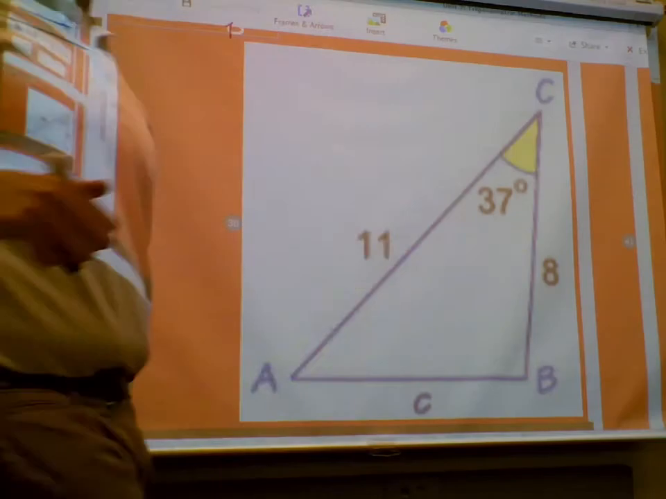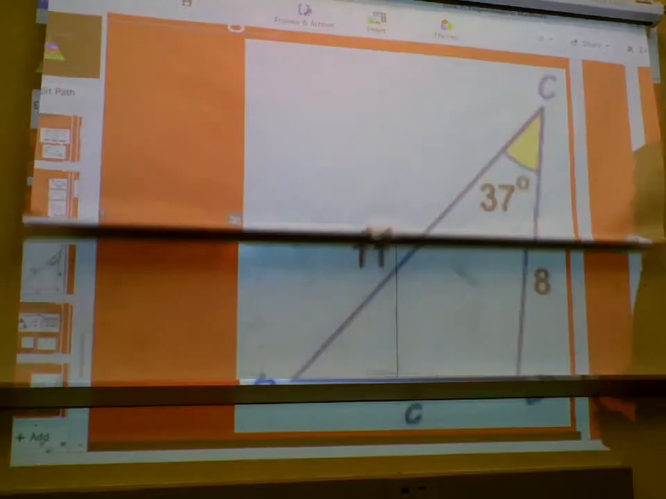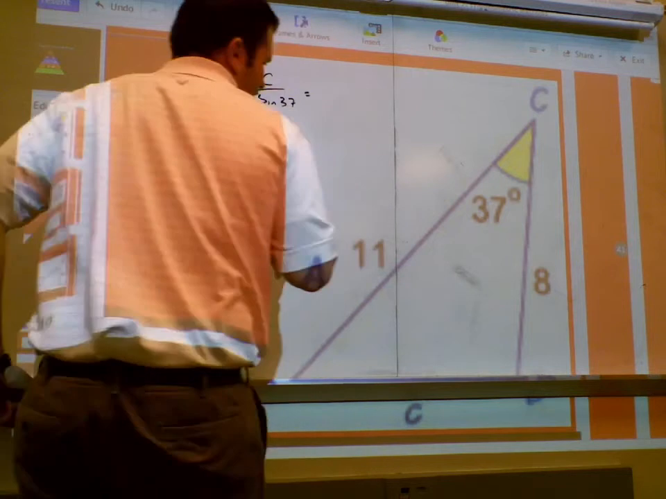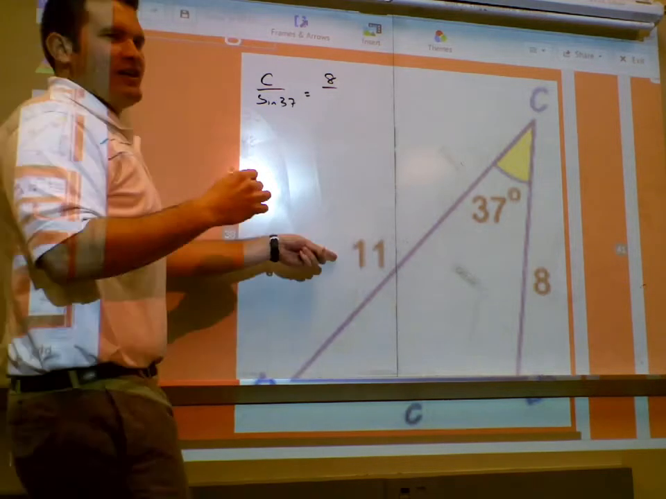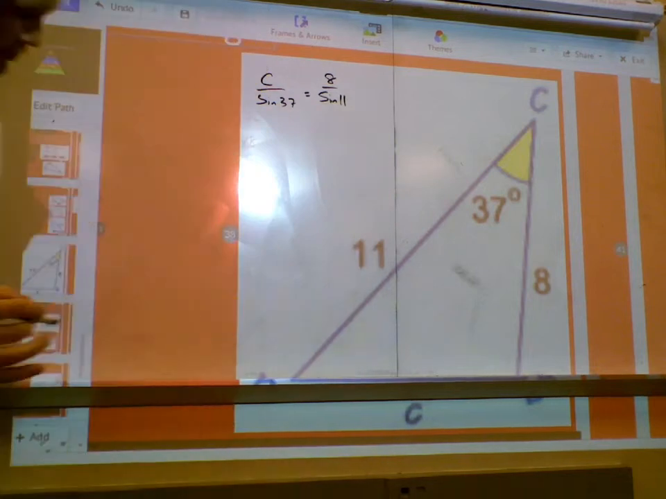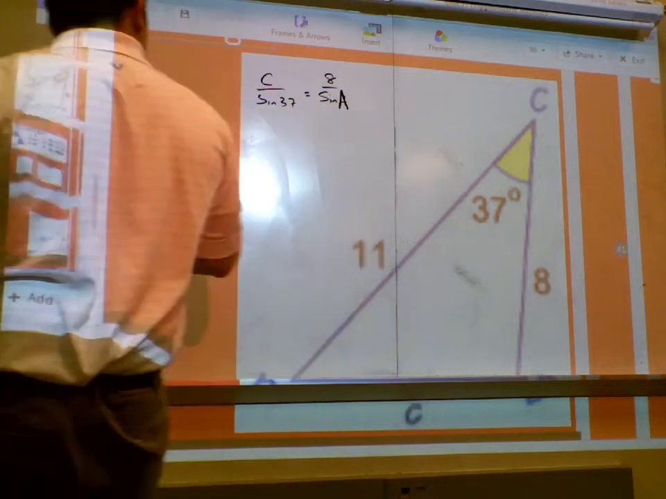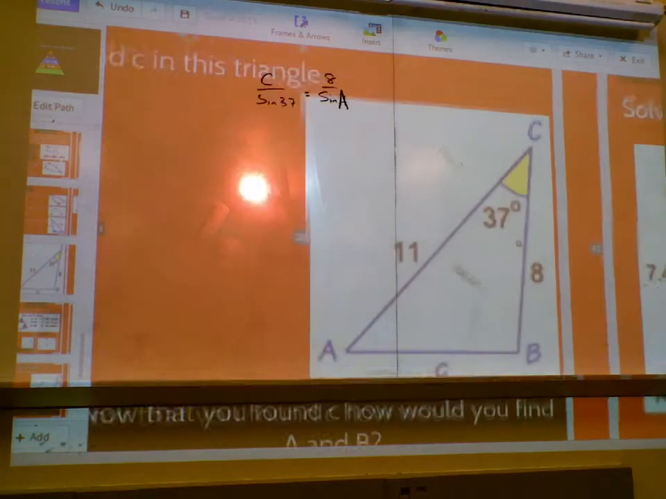The C over sine thingy. Okay, so you did C over sine C. So you did C over sine of 37 equals what? 8 over sine 11. 11 is a what? A side. So can I sine 11? No, we can sine A, but we can't sine 11, right? So will that work? No.